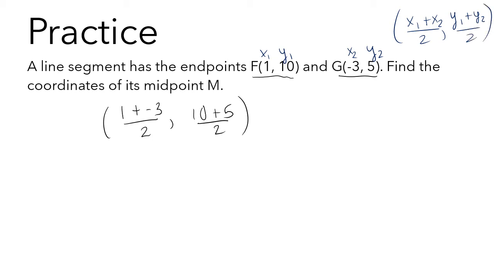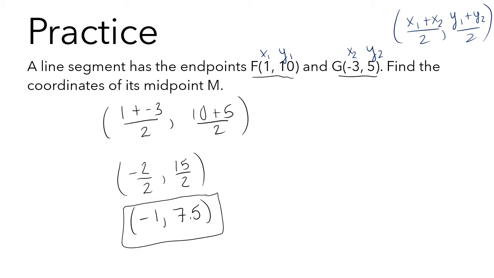So let's figure this out. 1 plus negative 3 is negative 2, and 10 plus 5 is 15. Now I'm going to go ahead and simplify it all the way. Negative 2 divided by 2 is negative 1, and 15 divided by 2 is 7.5. So my midpoint is (-1, 7.5).